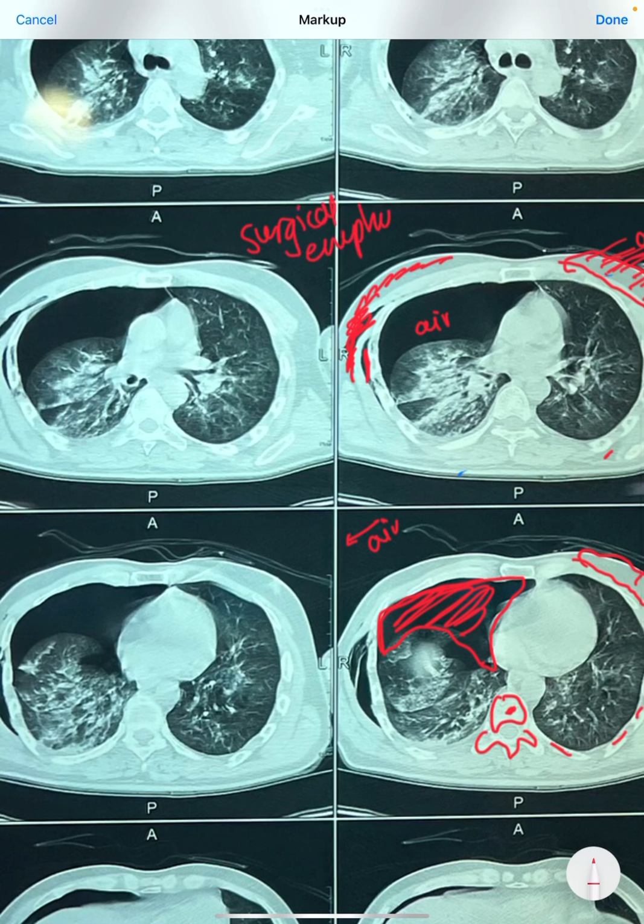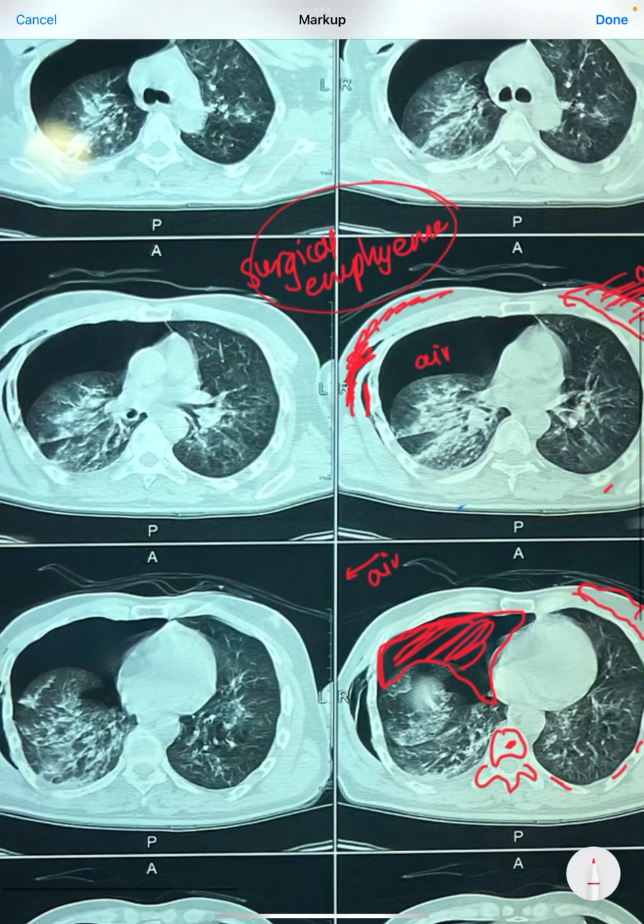And this can be very easily appreciated by pressing over this area by hand. If you palpate or press with your hands, we can hear crackles or crepitus, which is a very typical feature of subcutaneous emphysema.